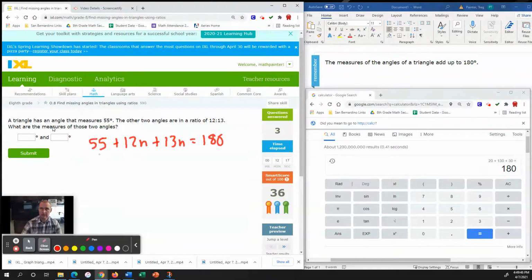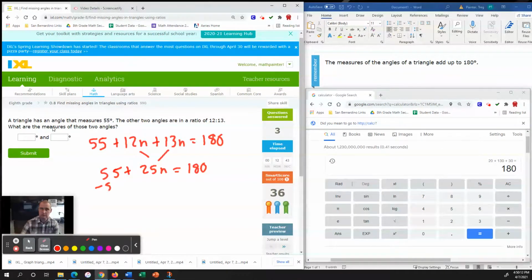All right, here we go. 55 looks good. How about combining 12n and 13n together? 12 plus 13 is going to give us 25n. And the 55, leave it alone. Looks good. And the 25n is positive, so I'm just going to bring it on down, leave it the same. And 180 is still our total number of degrees.